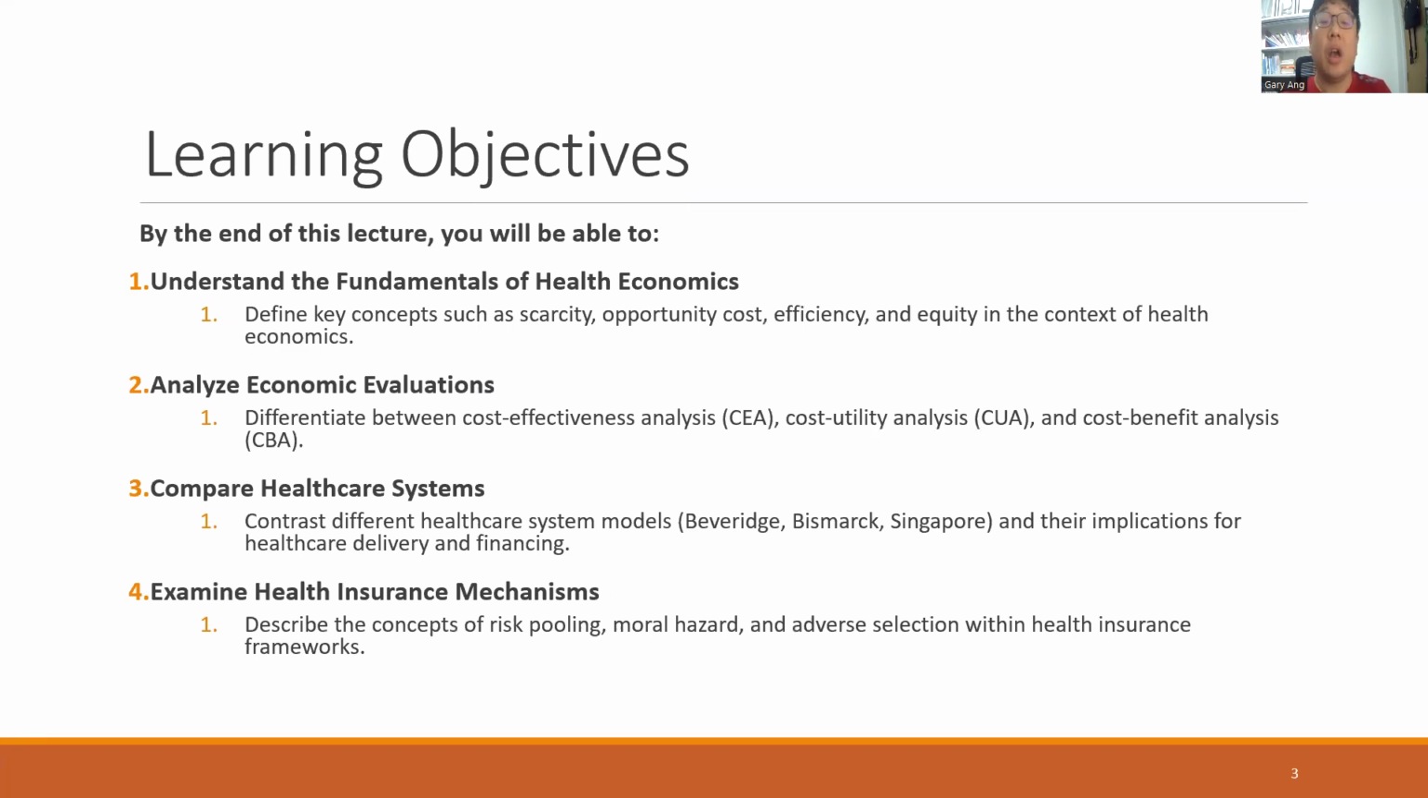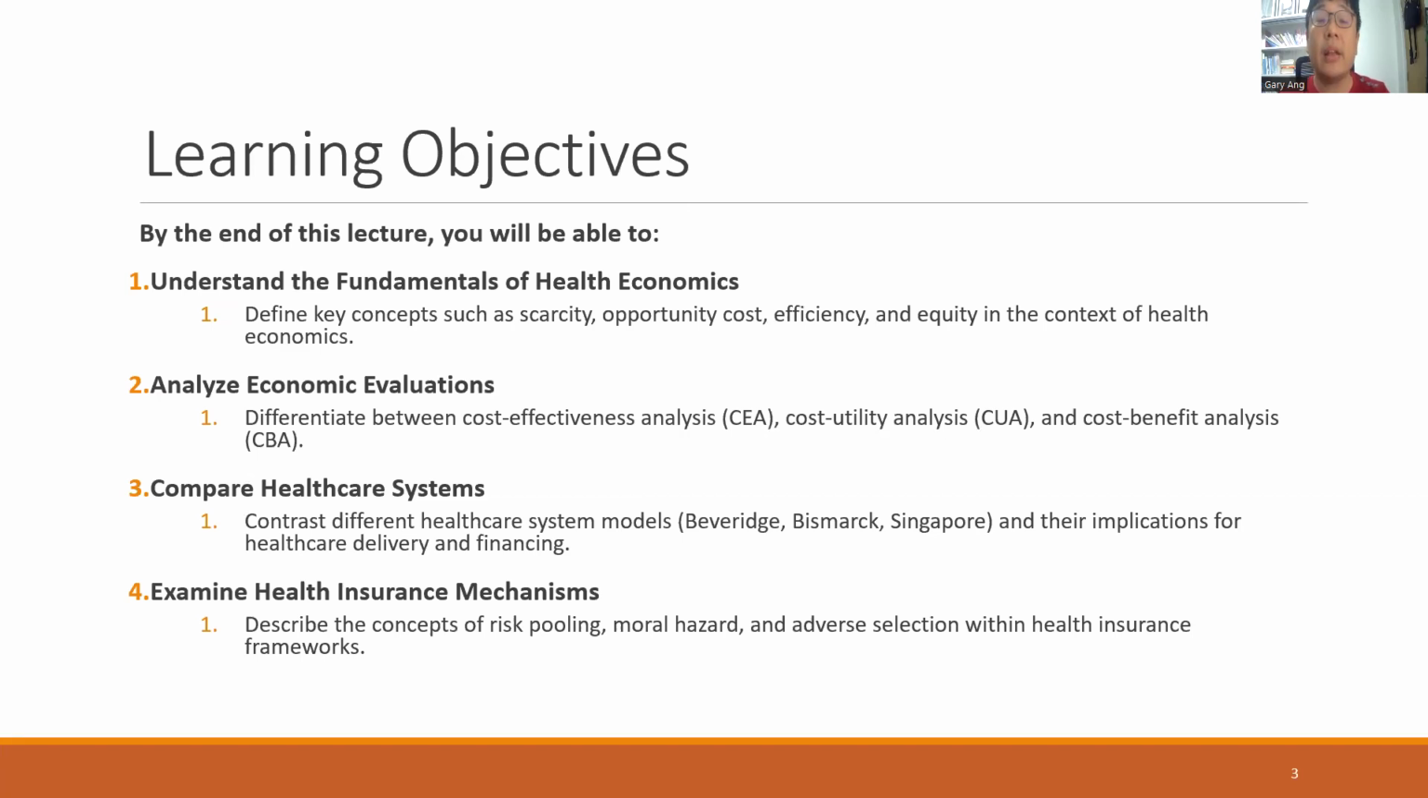So let's start. By the end of this lecture, you'll be able to understand the fundamentals of health economics. We will define things like scarcity, opportunity cost, efficiency, and equity in the context of health economics. We'll also cover briefly the differences between some of the common analyses we use, such as CEA, cost effectiveness analysis, cost utility analysis, as well as cost benefit analysis.